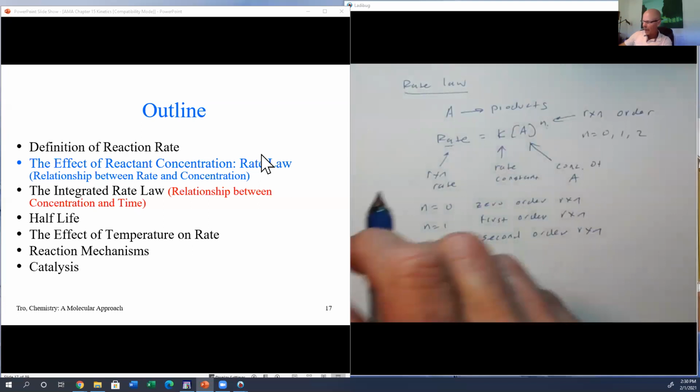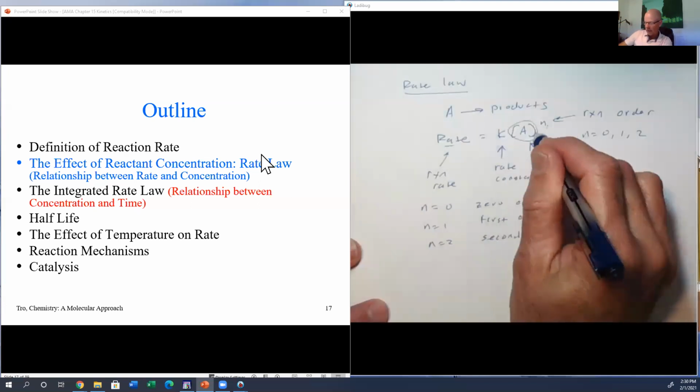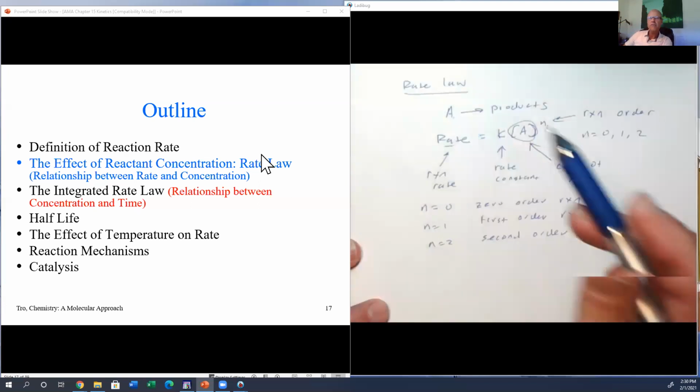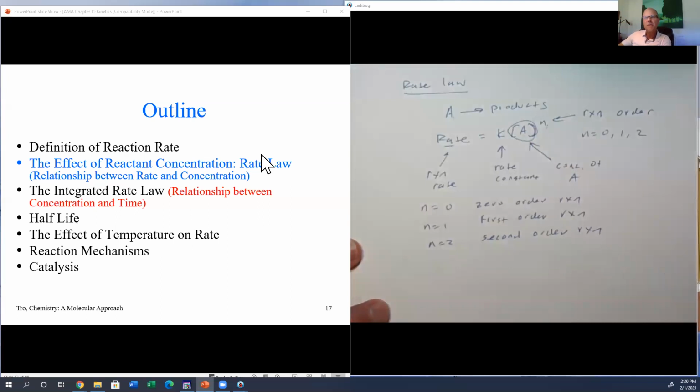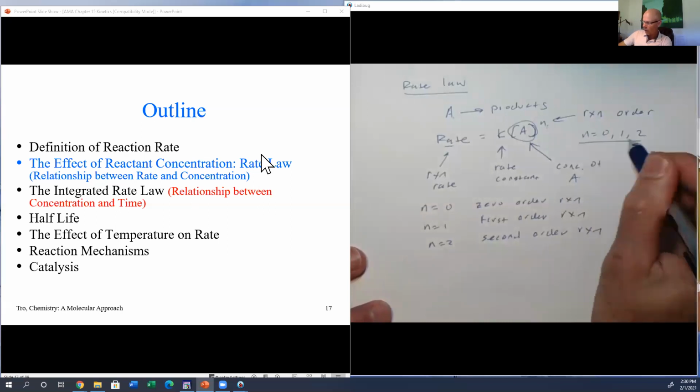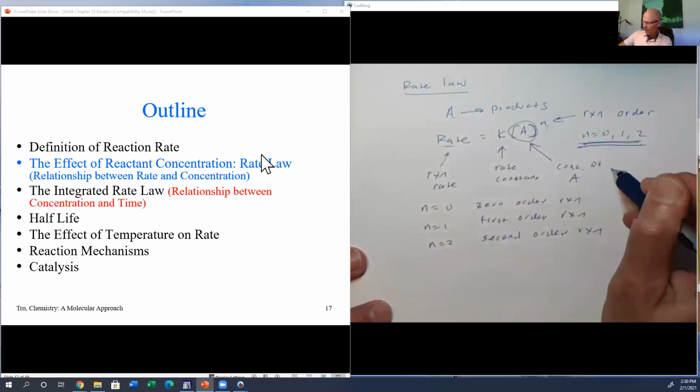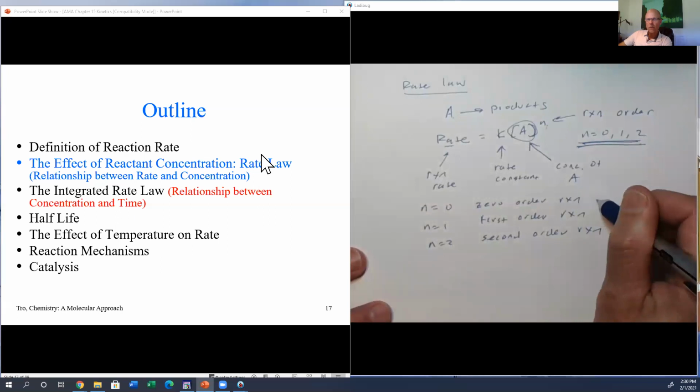But here what we're looking at is the concentration dependence. If I change the concentration of a reactant, what happens to the speed of the reaction? Okay. Well, it turns out the answer to that is not the same for every reaction. It depends on the reaction order. All right. If it's 0 order, then look what happens.